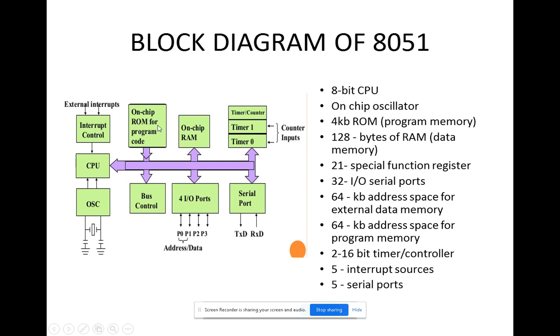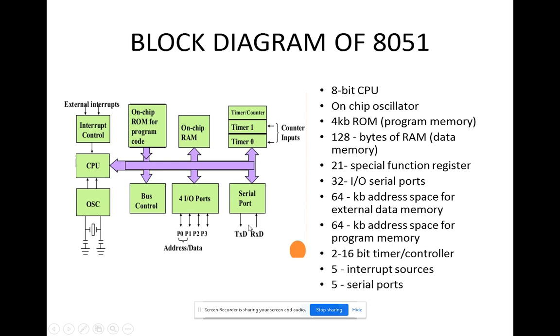And then on-chip read only memory for program code. So ROM is used for programming. The programming code will be available in the read only memory chip. And then RAM, random access memory. All the addresses and data will be stored in the random access memory. And then here you are having 4 input output ports, where you can send the data as well as address to other devices, as well as receive data and address to the microcontroller through these 4 ports, P0 to P3.